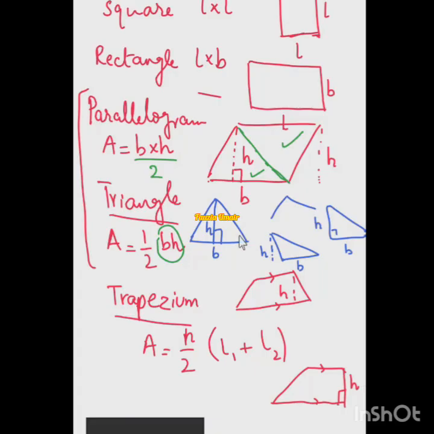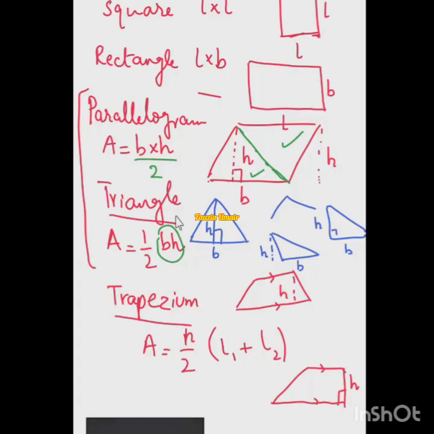So in the case of triangles, there are three different types. One is when the base is definitely a side and the height is inside the triangle. Second is when the height is outside the triangle, right? And third is when the height and base are both two sides of the triangle, right? Are we clear?